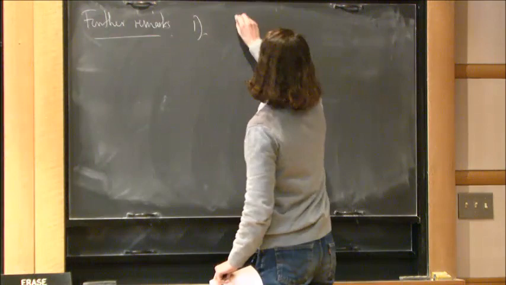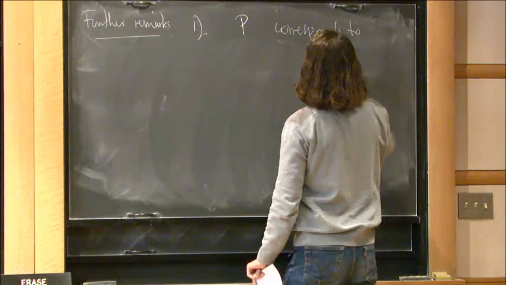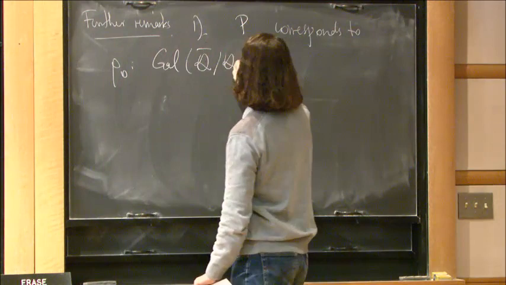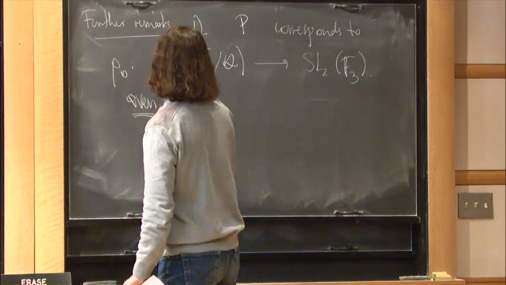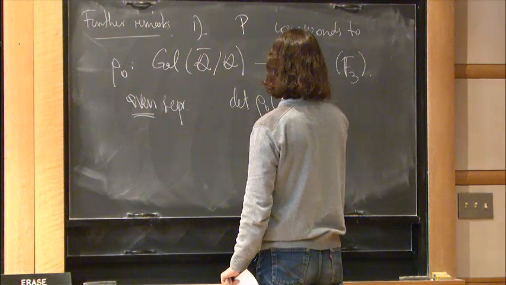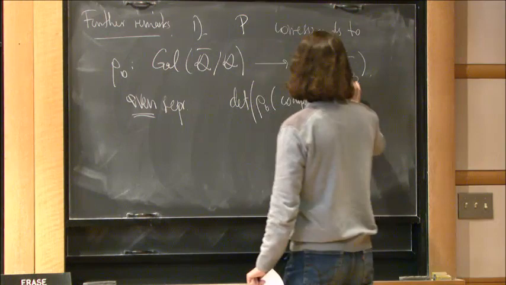So this polynomial P that we considered somehow corresponds actually to, let's call this rho naught. So it's actually defined on the absolute Galois group of Q already, and with value still in SL2, F3. And it is an even representation, which means that the determinant of rho 0 of complex conjugation, so I define Q bar as a subfield of C. On C, you have complex conjugation and it induces an automorphism of Q bar.